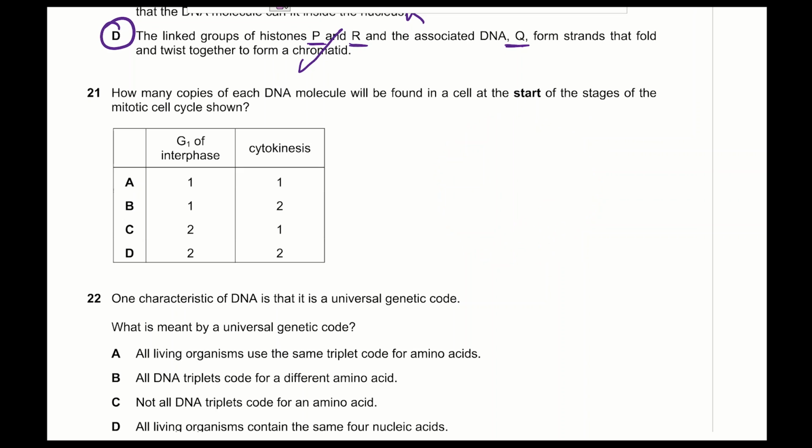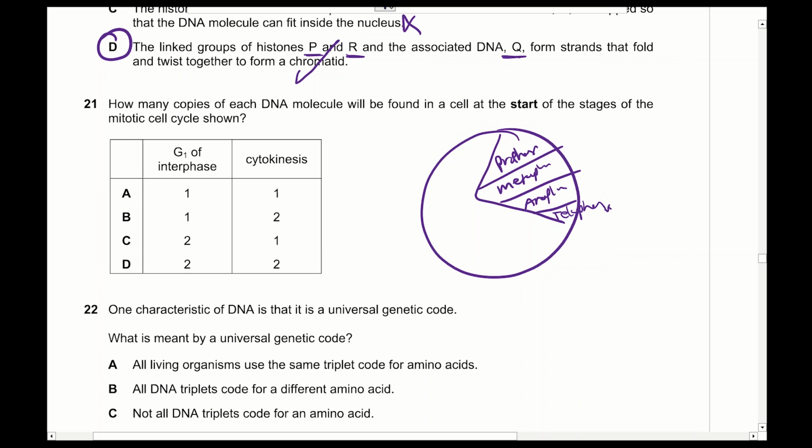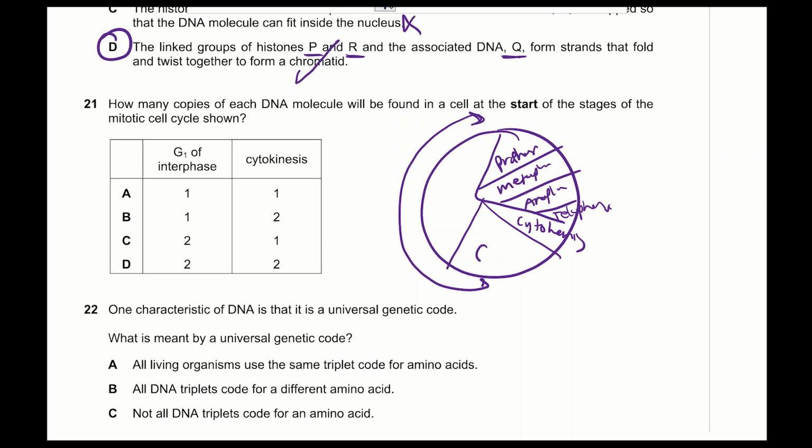Number 21. How many copies of each DNA molecule will be found in a cell at the start of the stages of mitotic cell cycle shown? So, the cell cycle is made of mitosis, which is made of prophase, metaphase, anaphase, and telophase. Then after this is something called cytokinesis, which is the division of the cell. Now, here, this is called interphase. And the interphase is divided into three parts, which is G1, S phase, and G2.